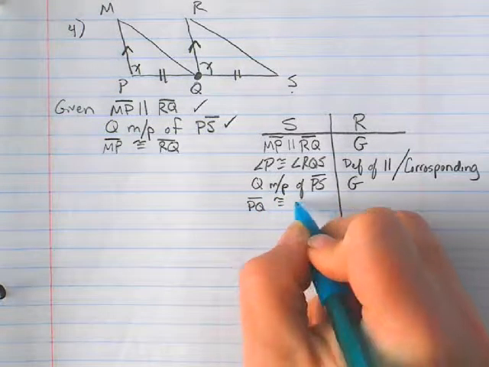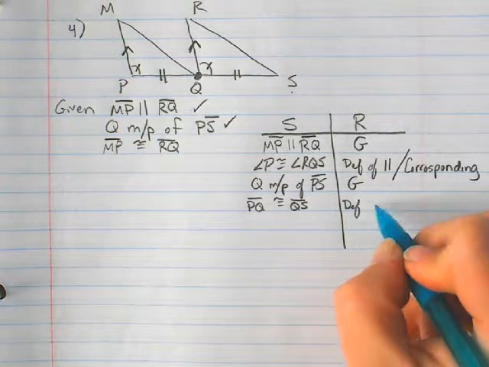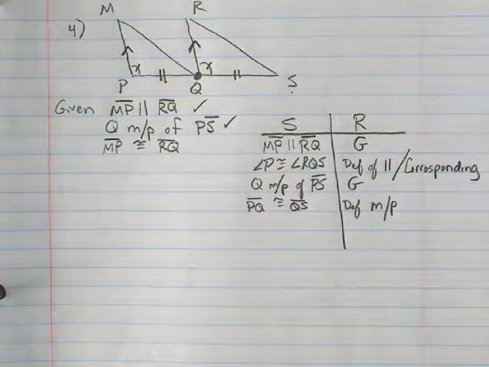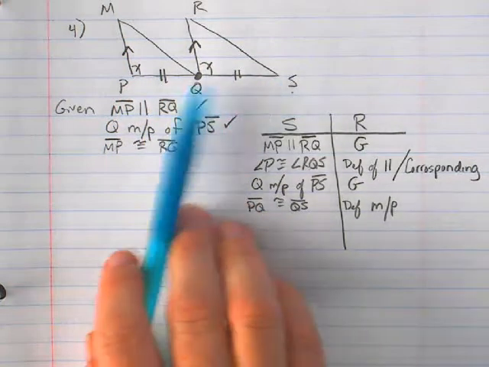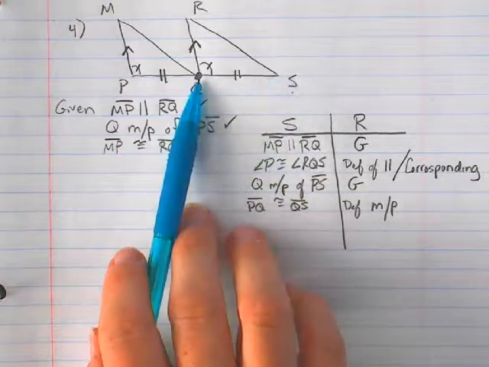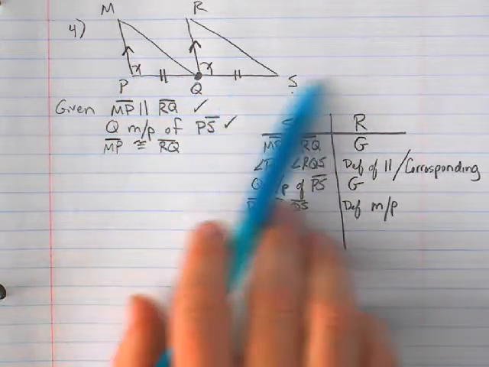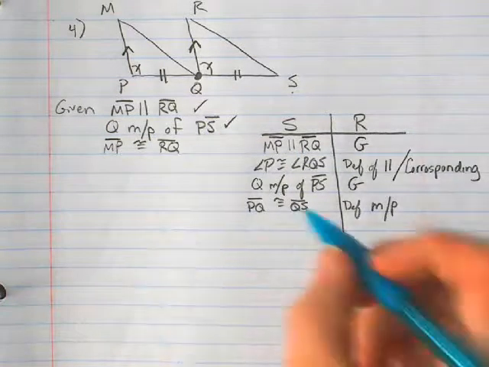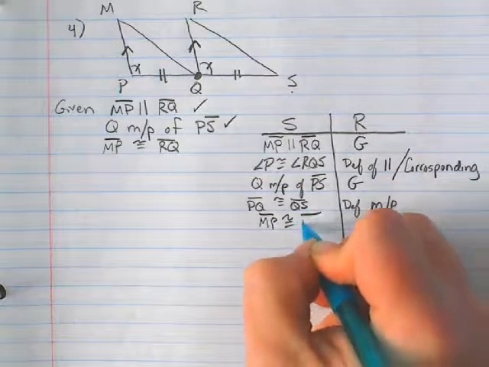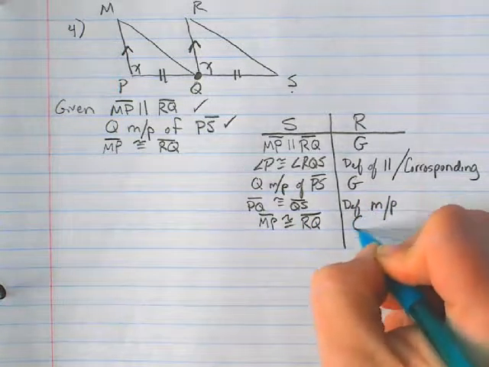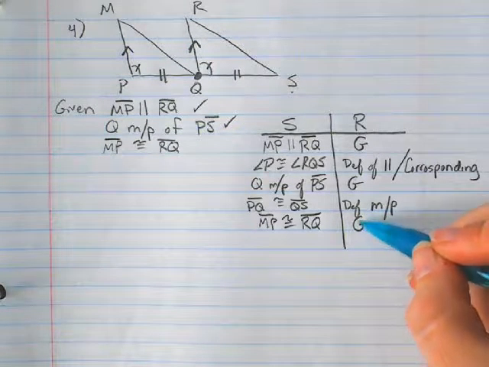PQ congruent to QS. Definition, midpoint. Miss Meyer, some of you may say, how come you did PQ, QS instead of PQ, SQ? My triangles are facing the same direction, so that congruency would continue to go in the same direction. I have my third given. MP congruent to RQ. It's given. Look at that. There's a given all the way at the end. There's nothing wrong with that.